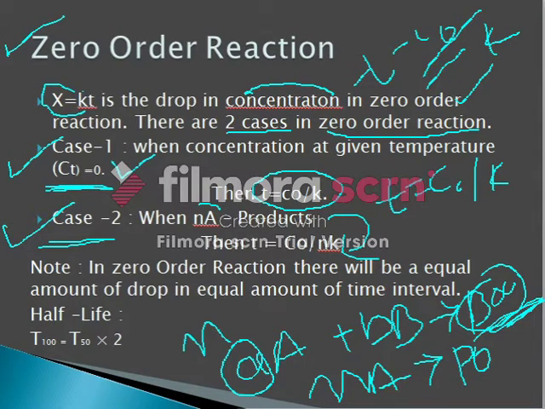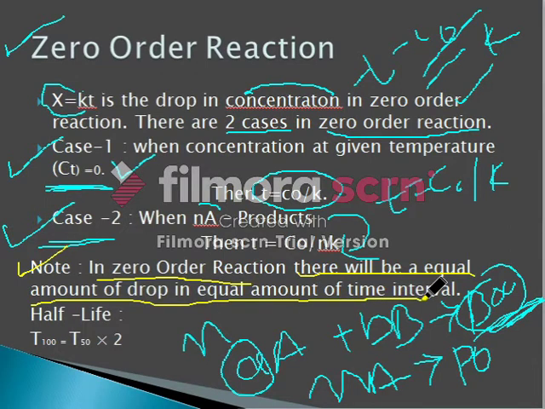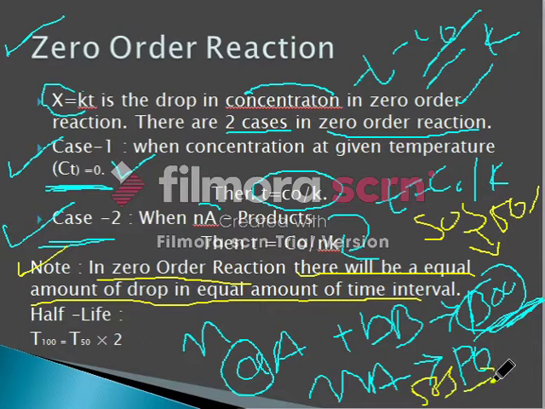Another note for you. In a zero order reaction, there will be an equal amount of drop in an equal amount of time interval. Means if in 50 seconds there is a 50% drop, and in another 50 seconds there will be another 50% drop, so in 100 seconds the total will be 0.